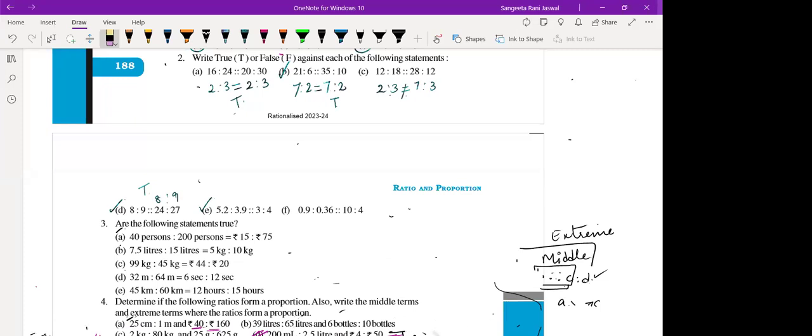Ma'am, E bit is true. Okay, yes, one second, let me check. Sorry, ma'am, false. See, it is decimal 5.2 and 3.9, and this is 3 by 4. So 5.2 and 3 by 9, when you reduce it, this is 3 by 4. So how will you reduce it?